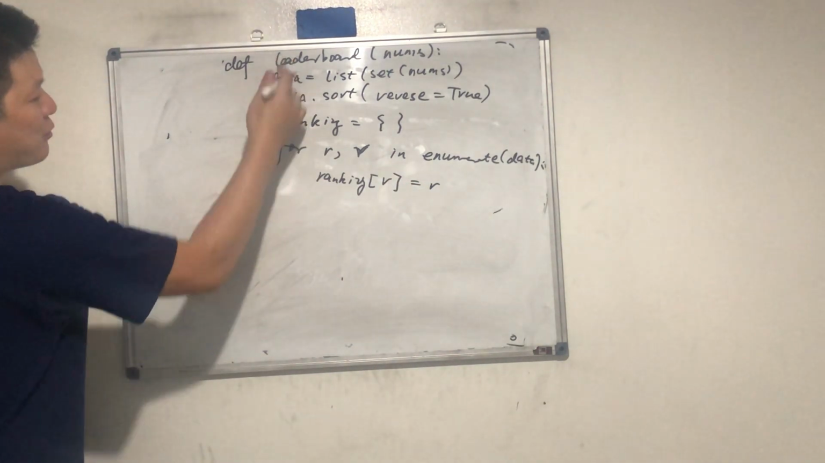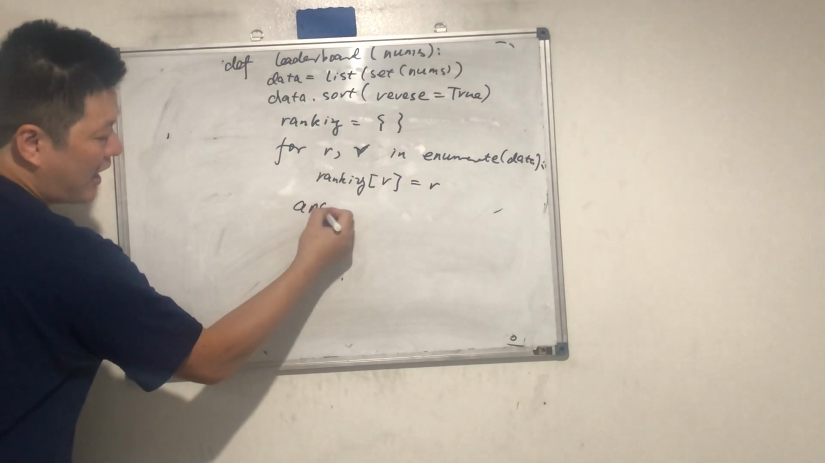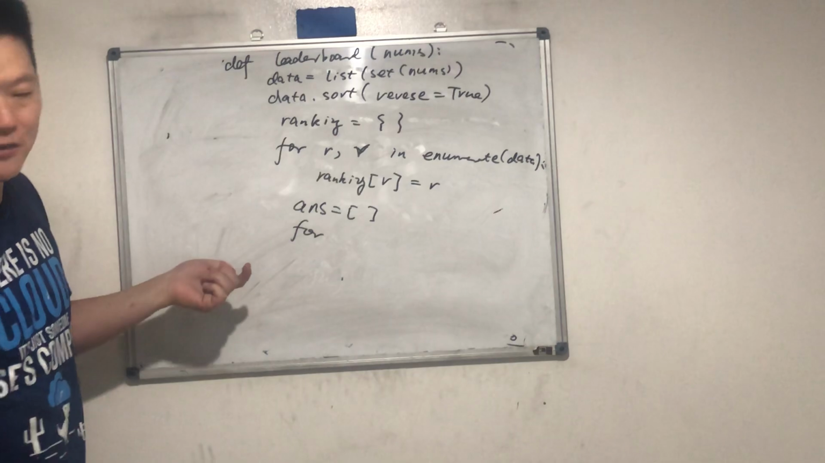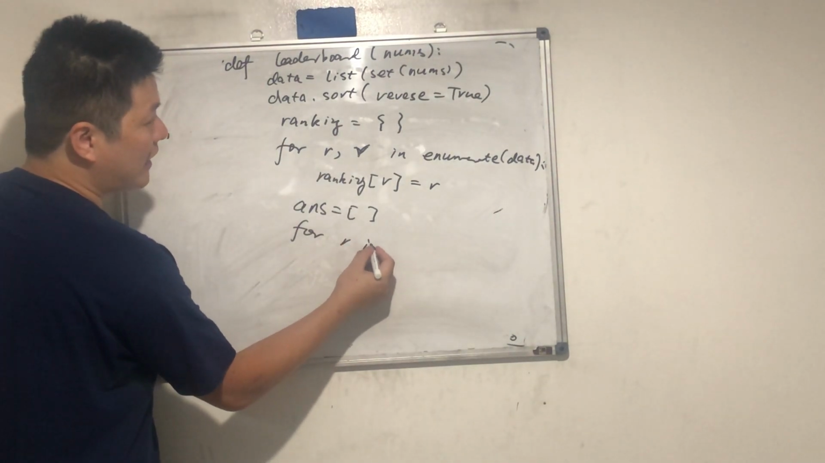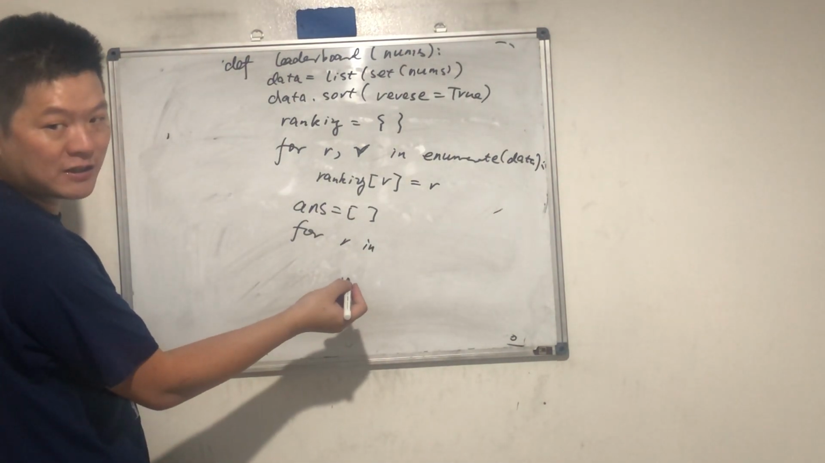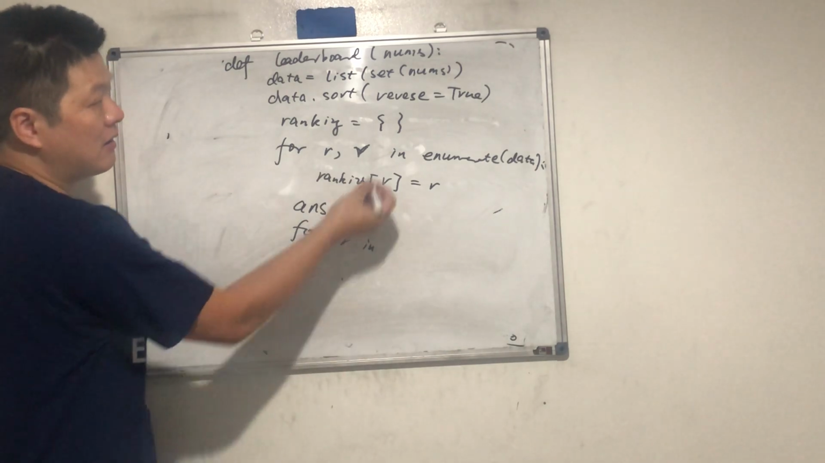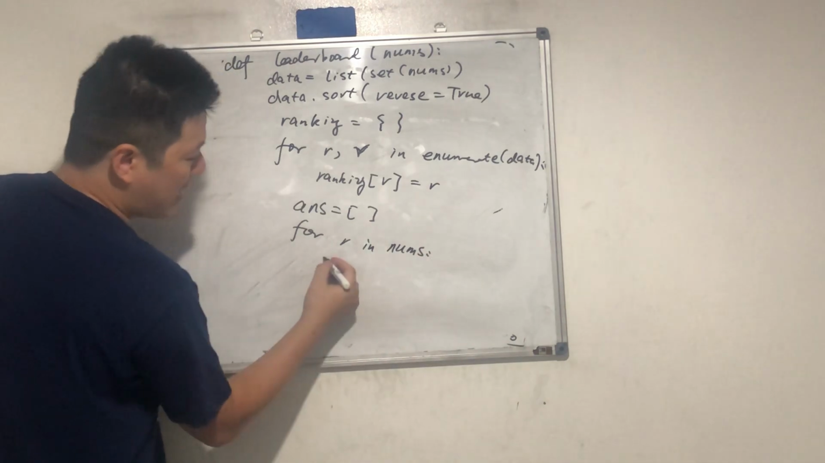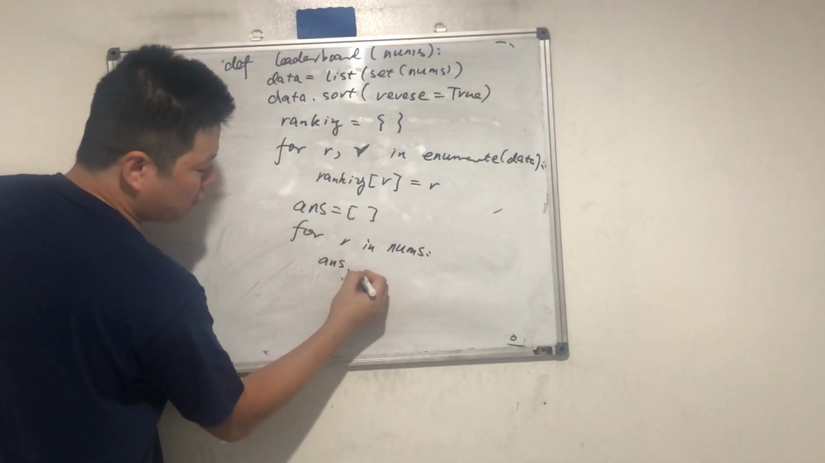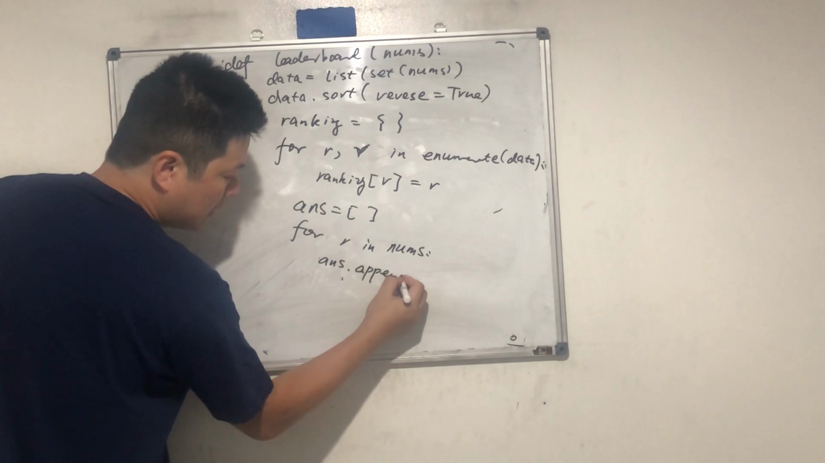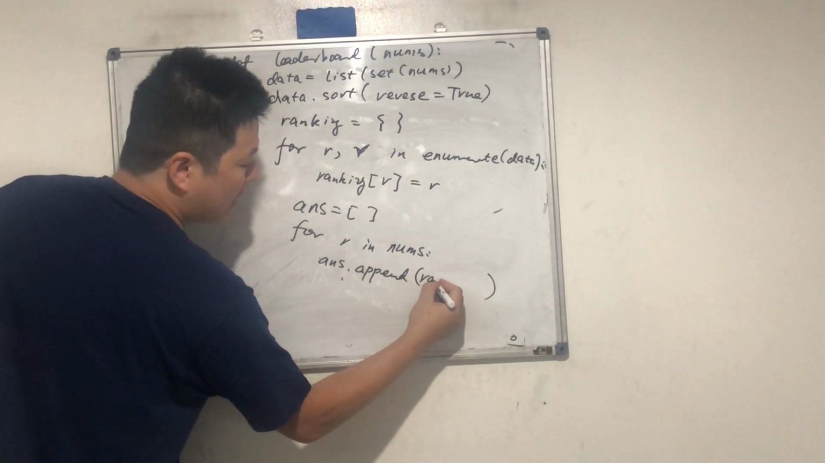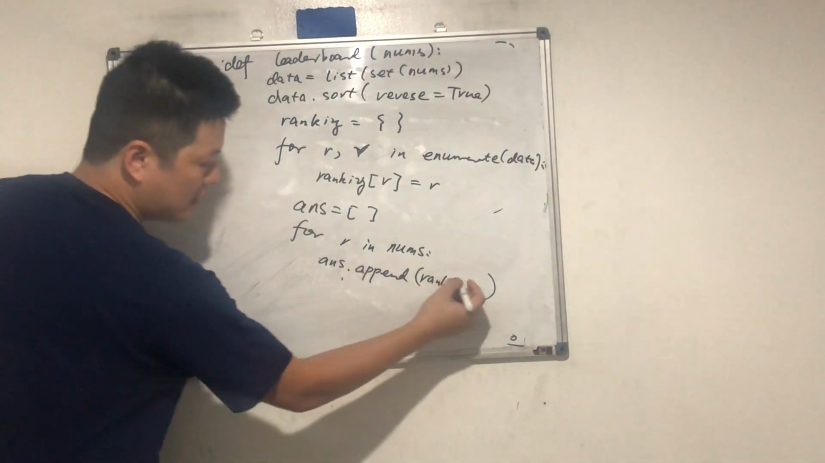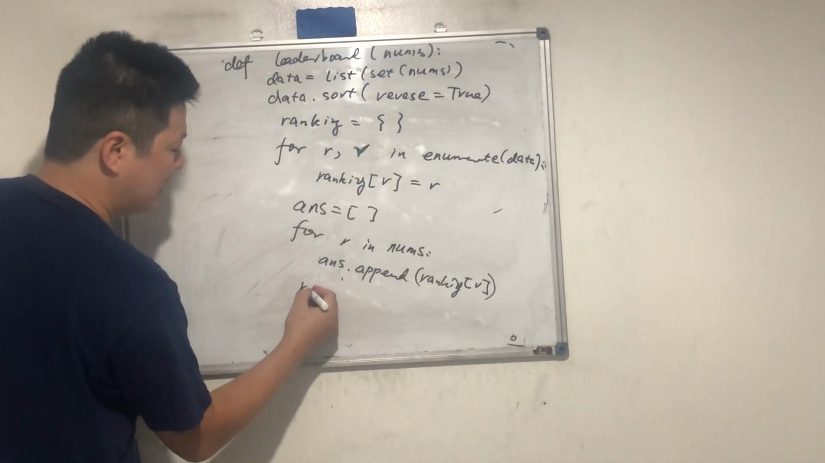And then now we want to construct the answer. Answer equals list. And then we want to go through the original numbers, right? Which is for R in what? Which one is the original numbers? Nums. Yeah. And then answer dot append what? Ranking what? Ranking R. And then return answer.